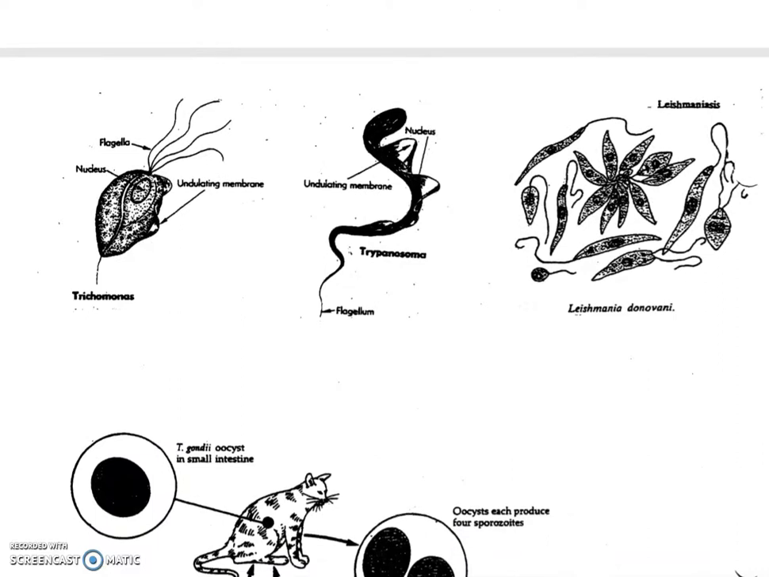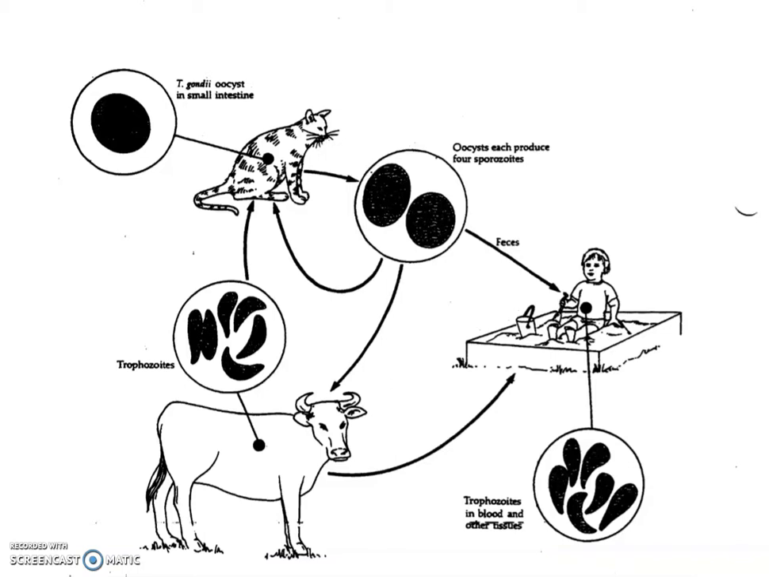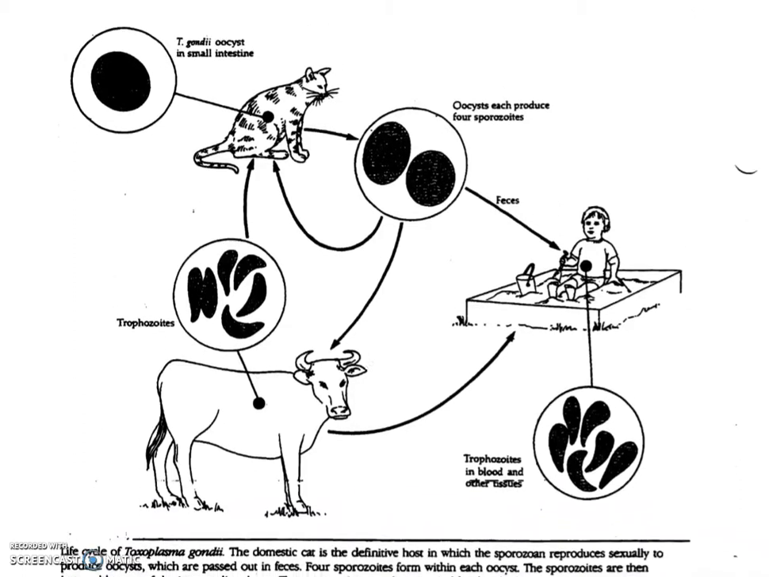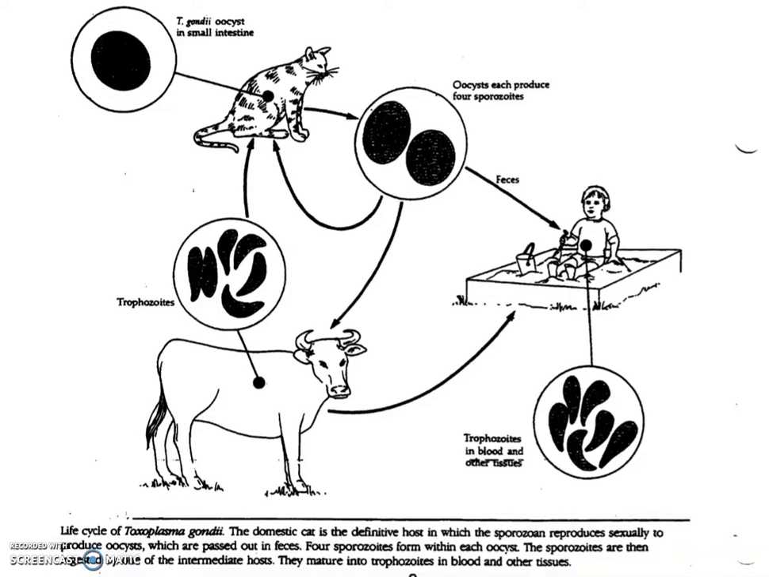Here is the Trichomonas right here, and then here you have the trypanosoma type of pathogen, Leishmania donovani. Then here the idea with the Toxoplasma gondii. Cats are the culprits usually, and it usually doesn't cause a big problem in humans in terms of getting really sick, but it can be a big problem for pregnant women because it can cause problems with the developing fetus.